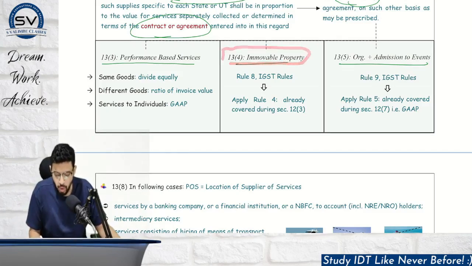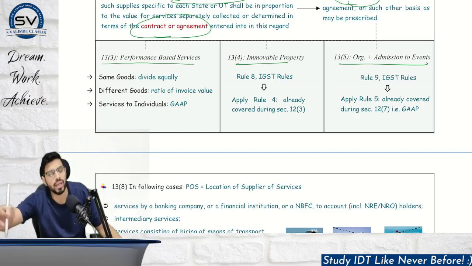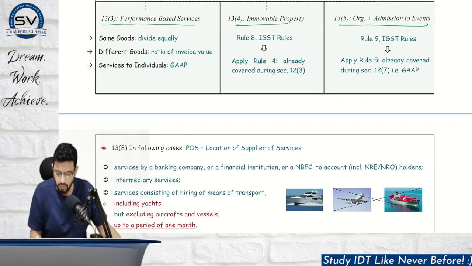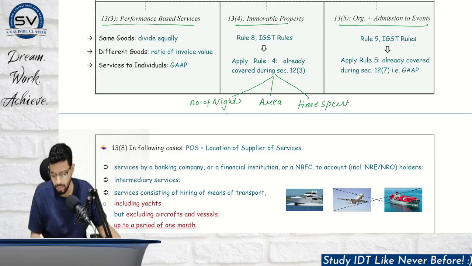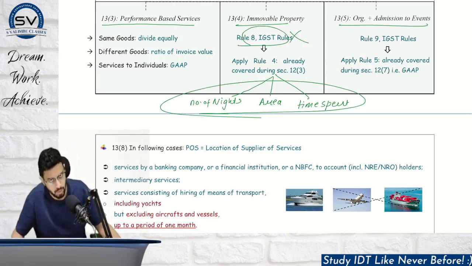So here we have to apply rule number 8 of IGST rules, and rule number 8 does not say anything new. It asks us to apply rule number 4 that we have already covered in section 12 subsection 3. If you remember, we talked about bifurcation on the basis of number of nights if it is not a single property, otherwise area location, otherwise if it is a houseboat, on the basis of time spent. I hope you are able to remember this particular rule number 4. So rule 8 talks nothing new. It uses the same rule that we talked about in section number 12.